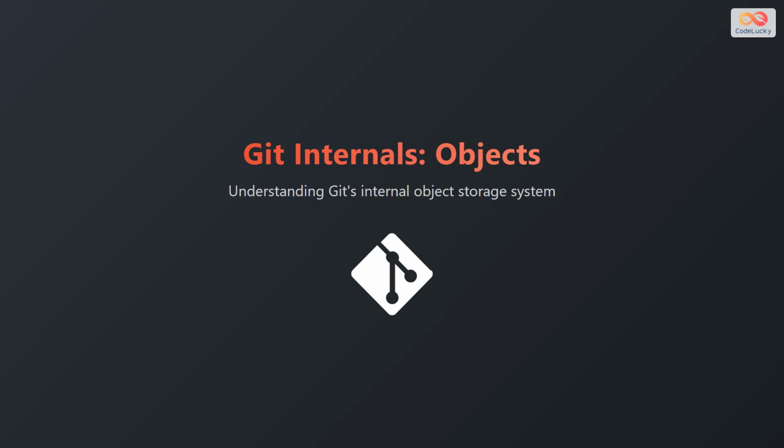In this video, we are going to explore the internal object storage system of Git. We will learn about how Git organizes and stores data. Let's begin our journey into Git Internals, focusing on the objects that form the foundation of its version control system.